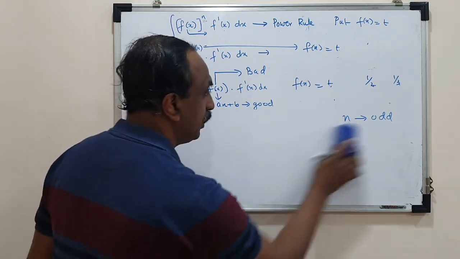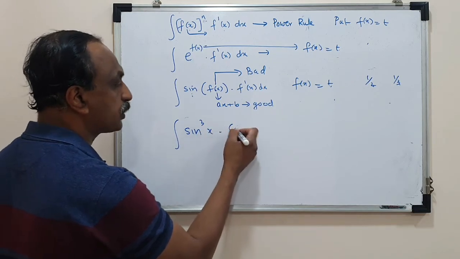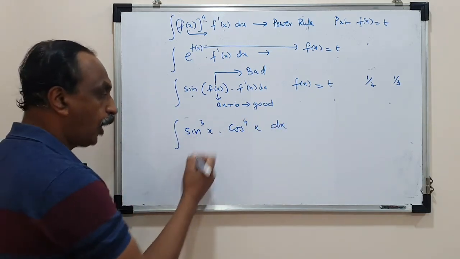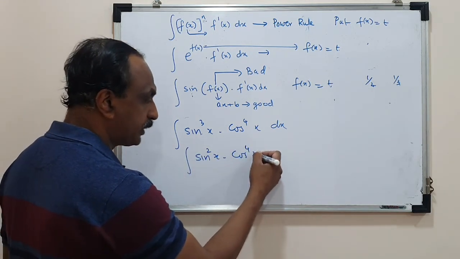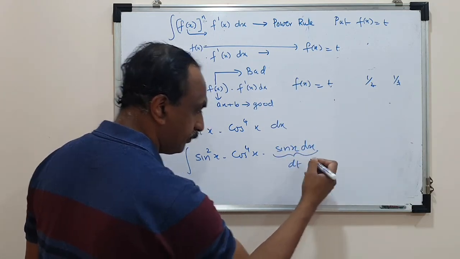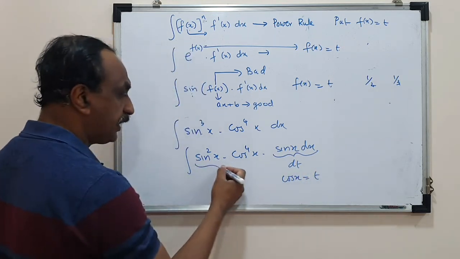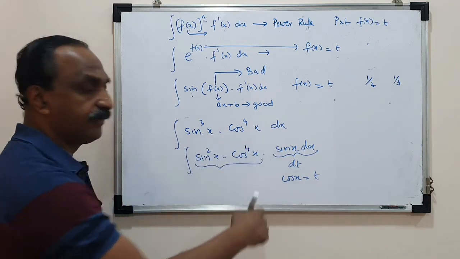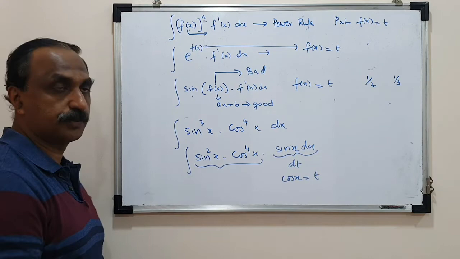Then we learned one odd, one even power: sin cube x into cos raised to 4 x, one odd, one even. What you should do, odd will become your dt. So sin square x, cos raised to 4 x into sin x dx. The odd should become dt. So t should be cos x. So convert everything into cos, write it as 1 minus cos square x, convert everything into cos and then put cos x as t because its derivative is present.